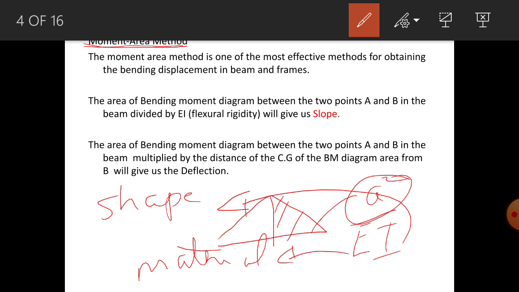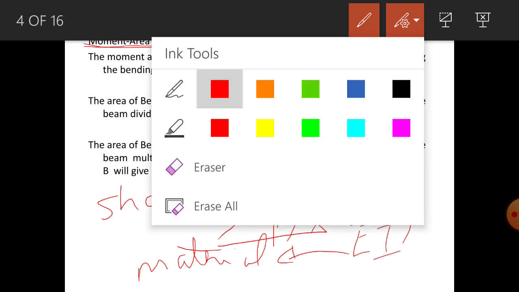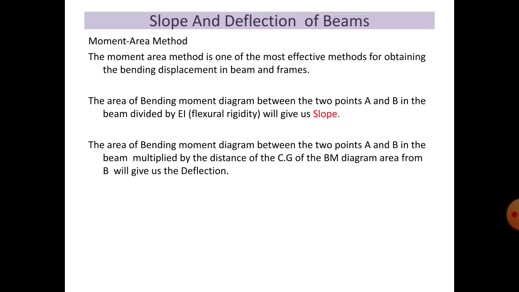This is the total area of the bending moment diagram, and you have to calculate it. For that you have to know what type of bending moment diagram goes with what type of loading and what type of beam. We have studied this in the bending moment and shear force chapter, right? That is very important in this chapter. When you divide the area of the bending moment diagram by flexural rigidity, that will give you the slope.